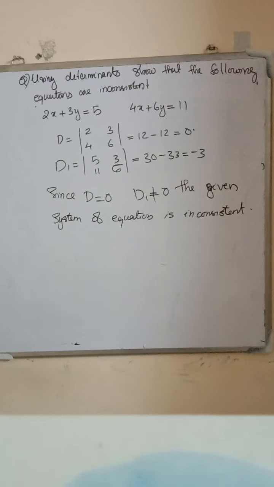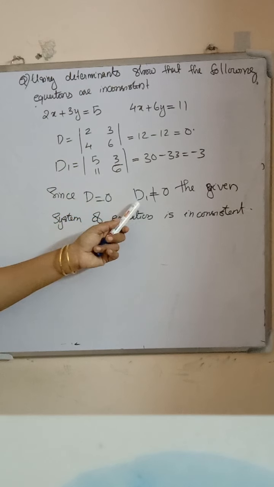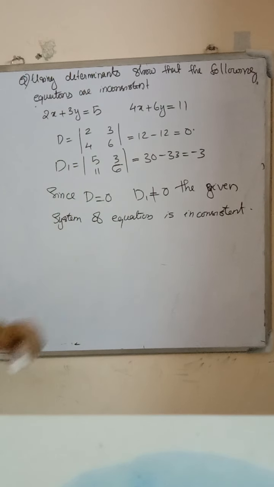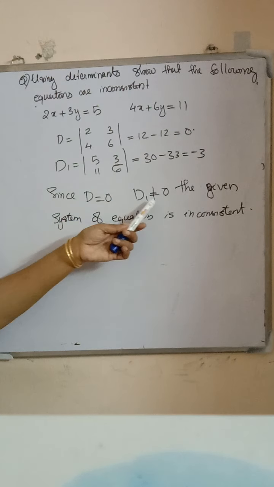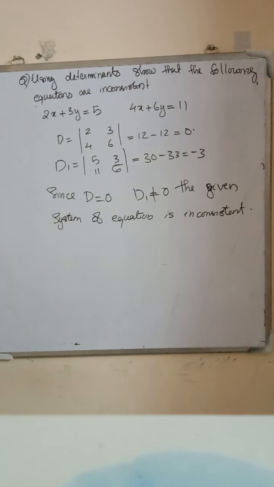The given system has a unique solution only when D is not equal to 0. The given system is inconsistent when D is equal to 0 and any one of D1, D2, D3 is not equal to 0. And when D is equal to 0 and D1, D2, D3 are equal to 0, we cannot say whether it is consistent or inconsistent. In this case, D is equal to 0 and D1 is not equal to 0, therefore the system is inconsistent.